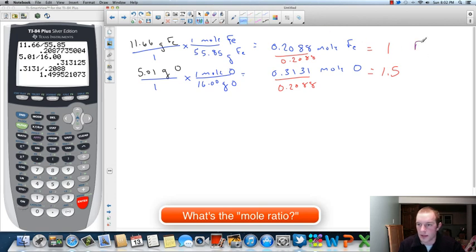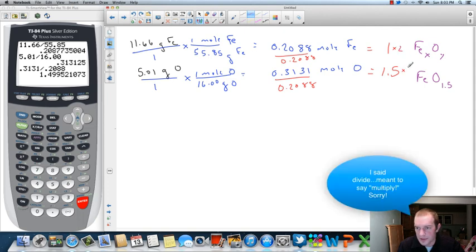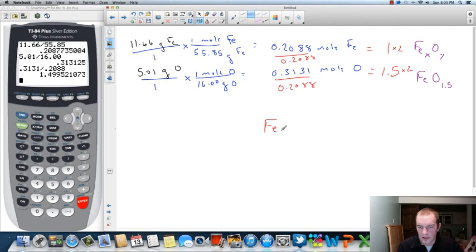Again, going back to our original idea, FexOy, that means we have Fe1O1.5. Well, the problem with that is those aren't whole number ratios. So what can we do to turn this into a whole number ratio? It's simple. We divide everything, in this case, by 2. Divide this by 2, divide this by 2. That now turns your Fe into 2, Fe2, and your O into 3. You can see here Fe2O3 is the simplest whole number ratio that exists between iron and oxygen in this situation.